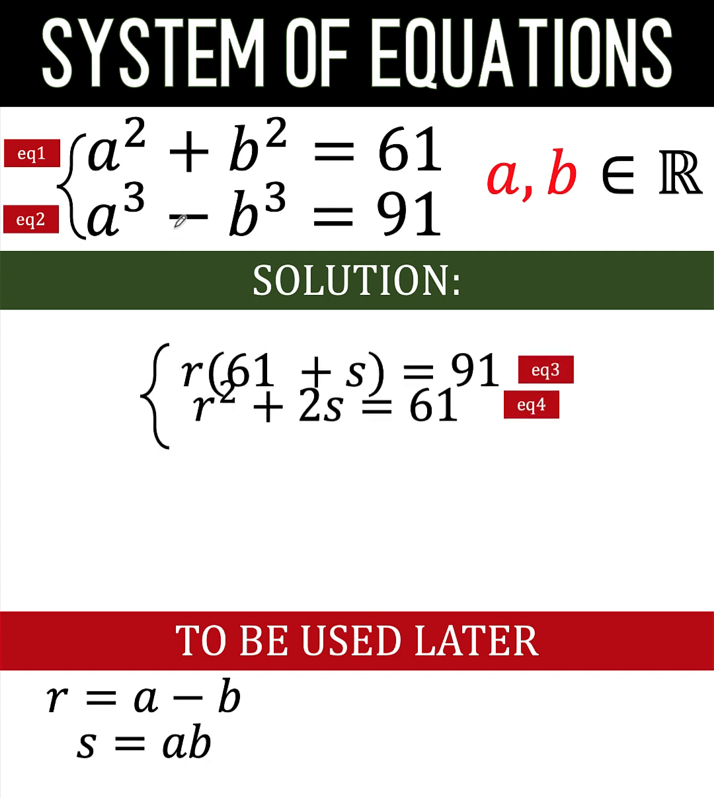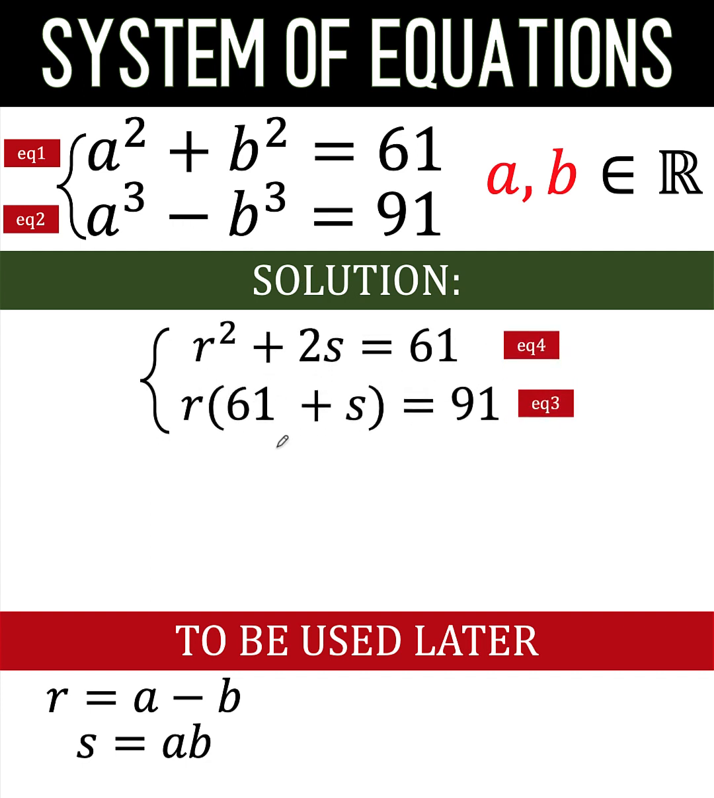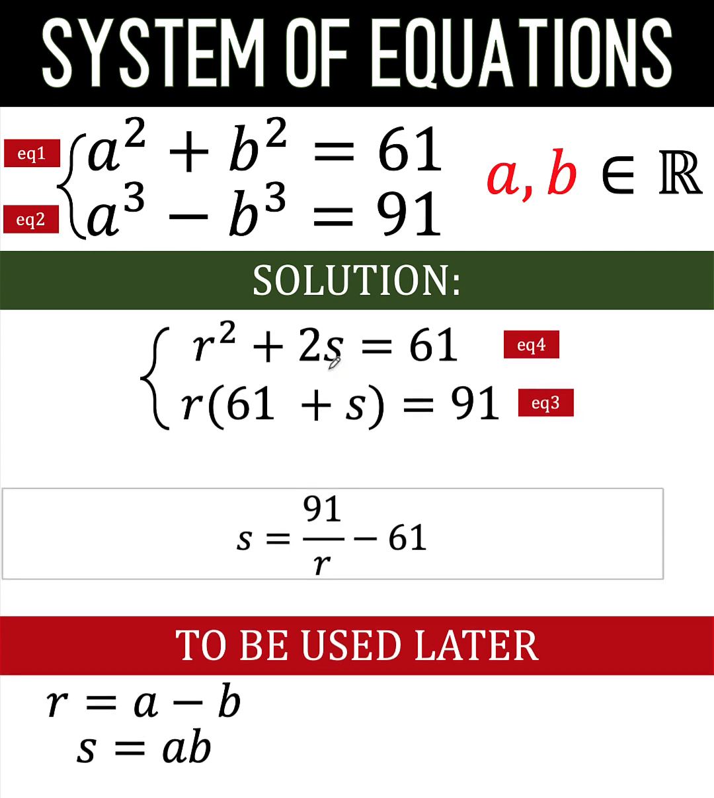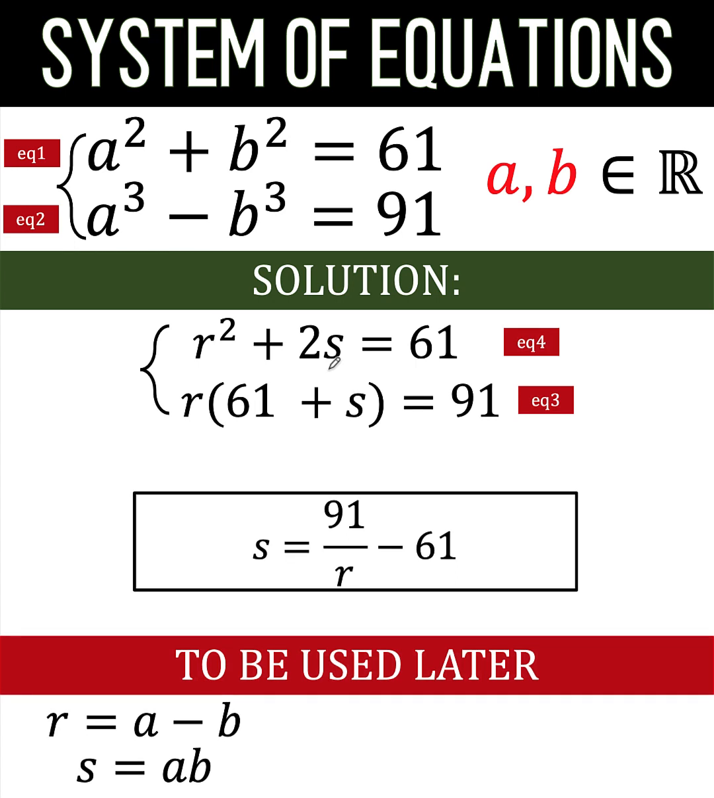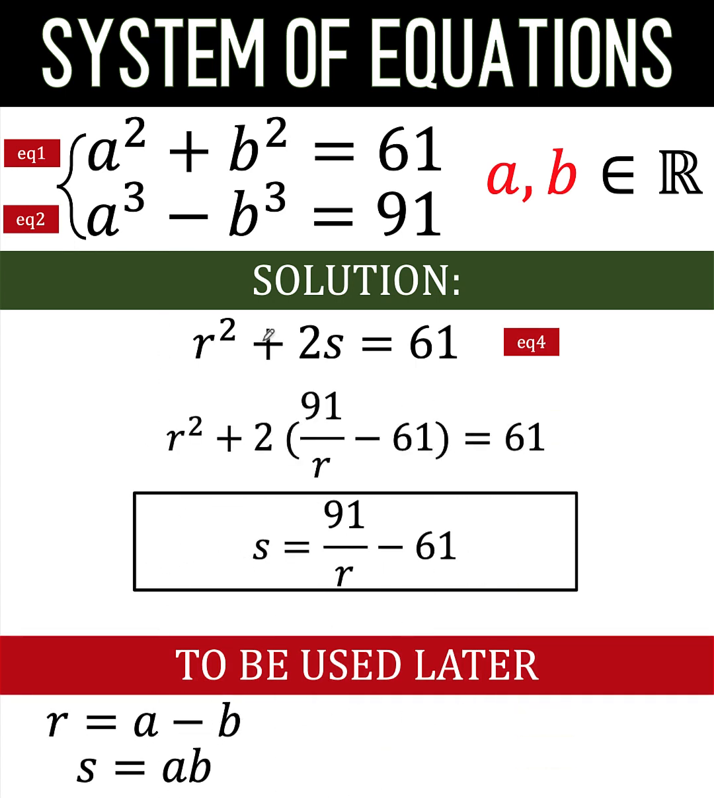So let's interchange equations 4 and 3, and let's deal with equation number 3. Solve this for s. Divide both sides by r and subtract 61 from both sides. We now have an expression in terms of s that we can use to substitute to this s here. So with s as 91 over r minus 61, then this equation now becomes r squared plus 2 times, instead of s, we replace it with 91 over r minus 61, and we just copy all the rest.